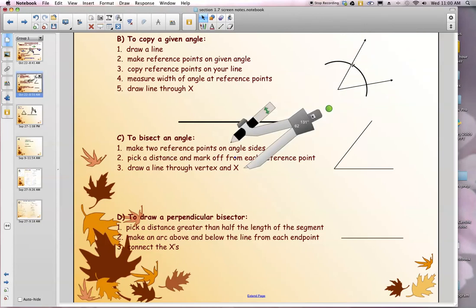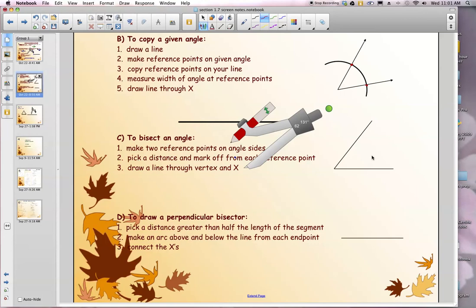This is one reference point. This is the other reference point. What that's going to do is give you a distance to measure. If I measured the width of the angle here, it would be a very different width than if I measured the angle out here. So by creating this reference line, you know that you're going to measure the width of the angle at those 2 points. Those are your reference points.